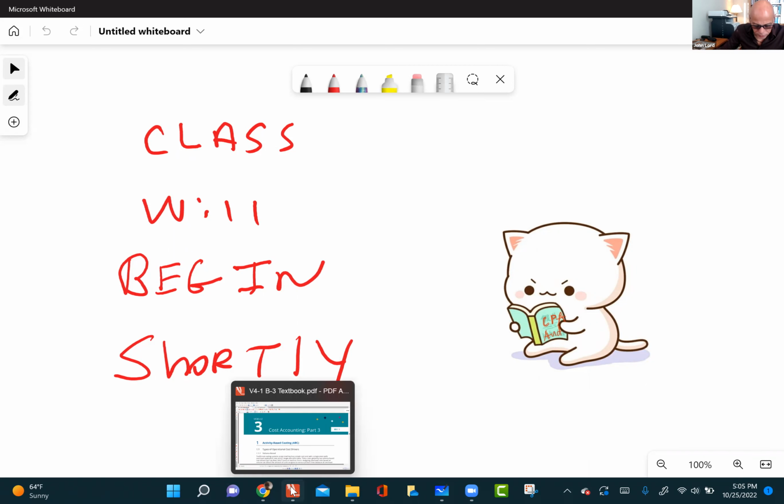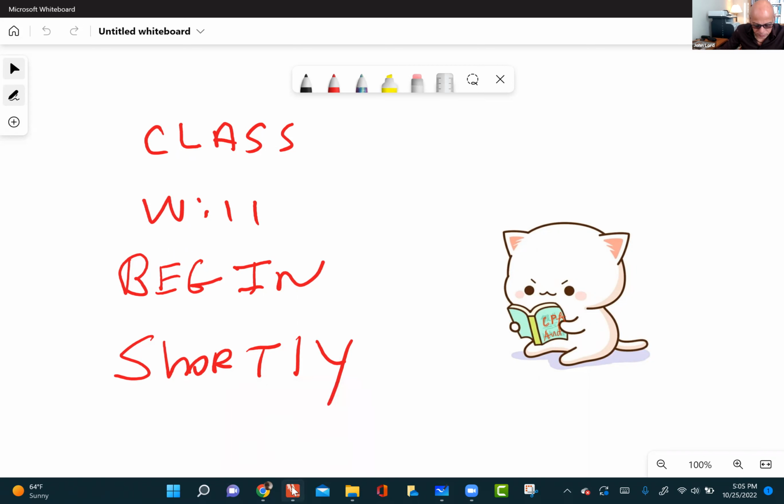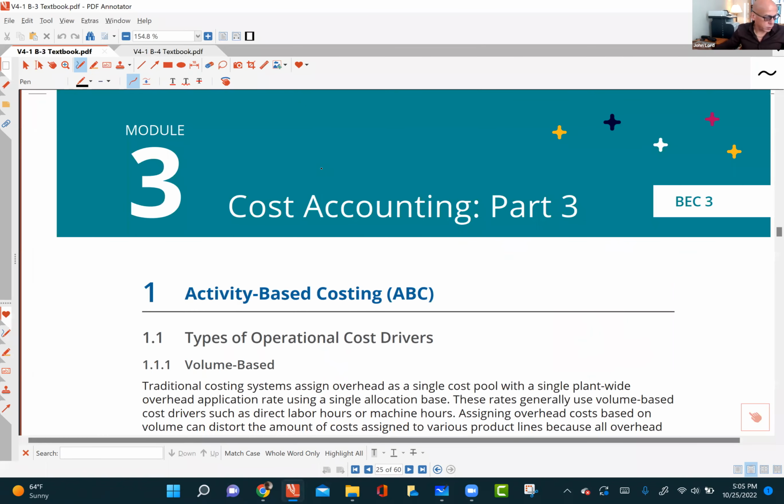I'm going to jump us to what we had still for chapter B3, module 3. Remember, we were talking about the traditional overhead application process, in which you have a single pool and a single driver to come up with a predetermined overhead rate. That is how we apply our overhead costs to our work in progress, because overhead costs are indirect costs and it's not particularly easy to trace them directly.